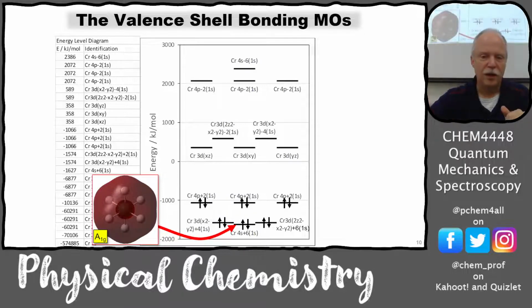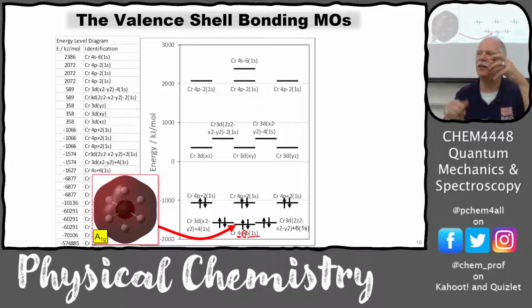And then as far as the designation, I don't know if you can see that in your notes, but you can hopefully see it on the screen. I have the 4s here, and I have a plus 6 1s. So my designation is saying that the 4s orbital on chromium is in phase with 6 of the 1s orbitals. The plus means it's in phase with them, so it's a bonding arrangement. That means they're bonding with each other, and that's what my designation is trying to say.